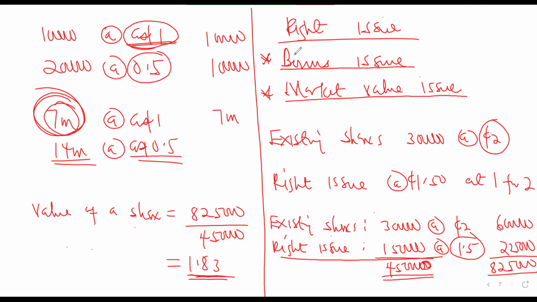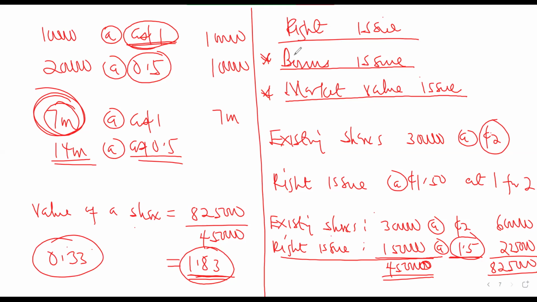2 cedis 1 cedi 50 pesos. It's not 2 cedis. The right issue should have been done at what? 183 pesos, isn't it? Okay. But this has been done at 1 cedi 50 pesos. So what is the amount that is left? The difference is what? 0.33. Okay. So the 0.33 is the bonus figure or the share price for the bonus issue.